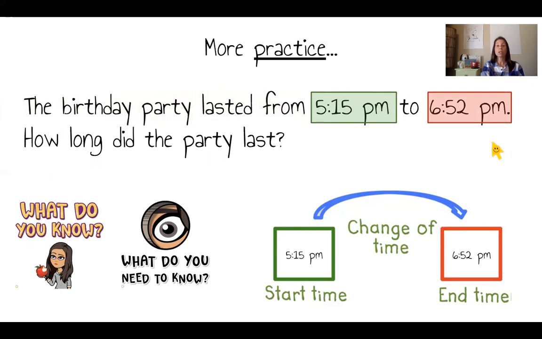Now my friend did a wonderful, beautiful number line that hopefully you followed along with her and showed us how to find the answer on the number line. So we figured out that we needed to know how long the party lasted. So we needed to know the change of time. And we found by using the number line that the change of time was 1 hour and 37 minutes. So good job. Again, if you need a break, take a break. If you don't, let's push on.